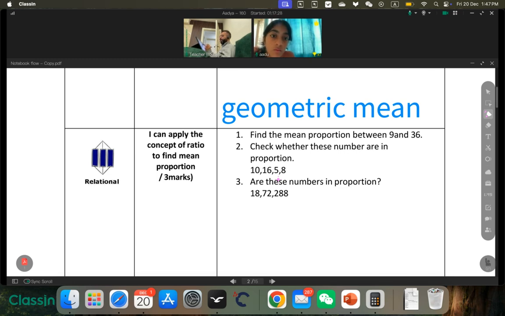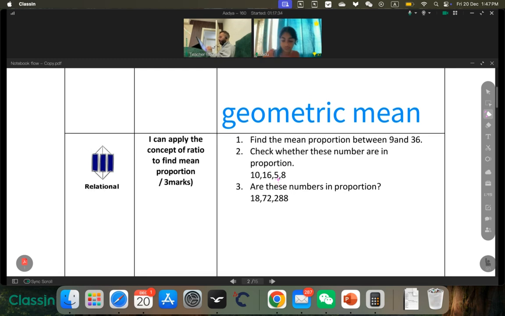Okay. Check whether these numbers are in proportion. What does she mean by that? I can apply the concept of ratio to find mean proportion. What does she mean by that? Show me the solution for this one.